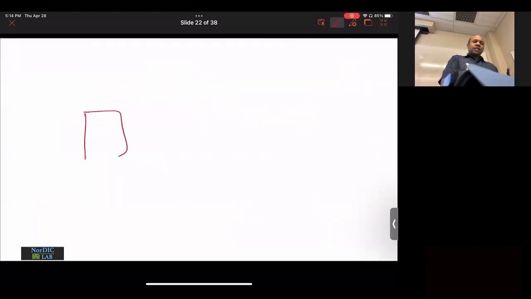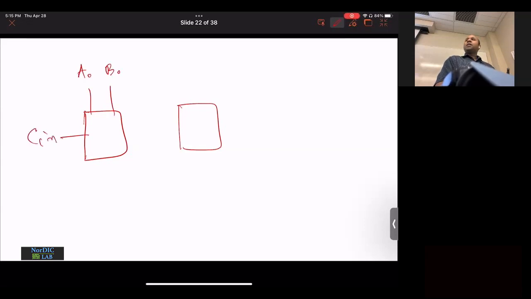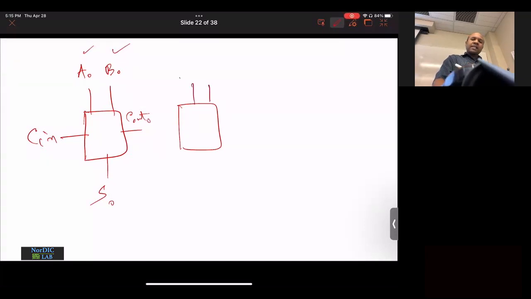Guys, can anybody tell me how to make a 4-bit adder? Just to remind you. Can you guys help me? A0, B0, 2 inputs. You have carry in, you have carry out, and you have sum. Sum 0 because A0, B0, right? Carry out 0. And you have the exact same thing.